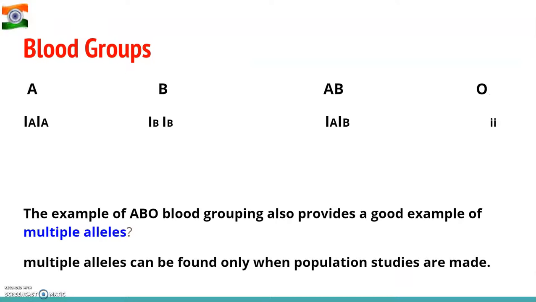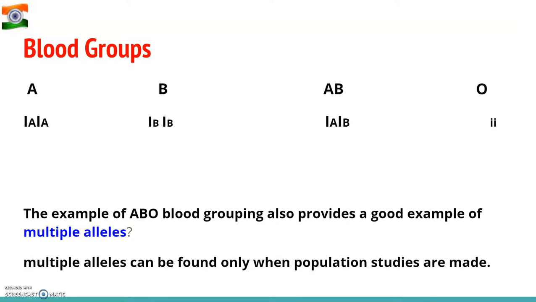Now we know that four types of blood groups exist in human beings: A, B, AB and O. So these are the possible genotypes. For A, it can be homozygous IAIA, and also heterozygous, where A is dominant over i, so the IA and small i combination will also be there. Similarly for B, homozygous is there and heterozygous is also possible, when IB dominates over small i. But in the case of AB, both are present together, so that is the case of codominance. The ABO blood grouping also provides a good example of multiple alleles.